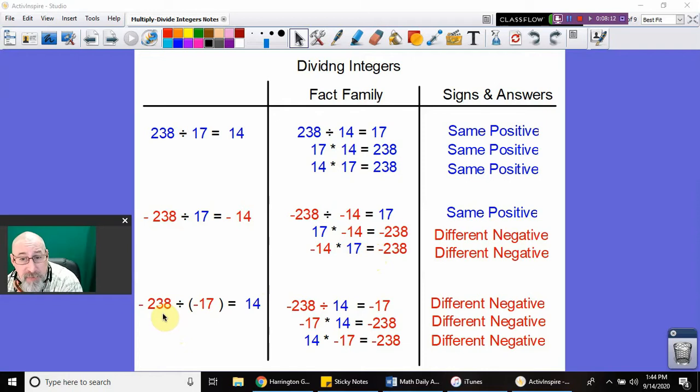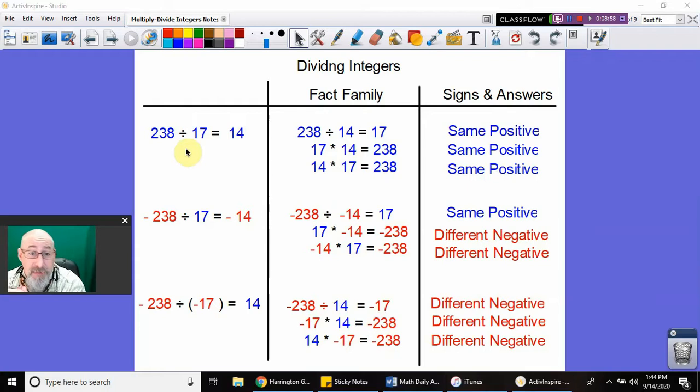So here we have negative 238 divided by negative 17 is equal to 14. We use our fact families. We know that negative 238 divided by 14 is negative 17. Signs are different. Our answer is negative. And from our fact families, negative 17 times 14 is equal to negative 238. 14 times negative 17 is negative 238. The signs are different. Our answers are negative. Just using our fact families to prove why that rule applies to division also.